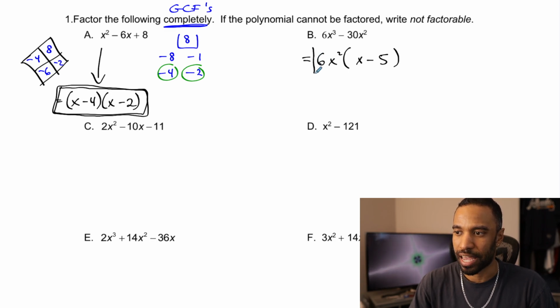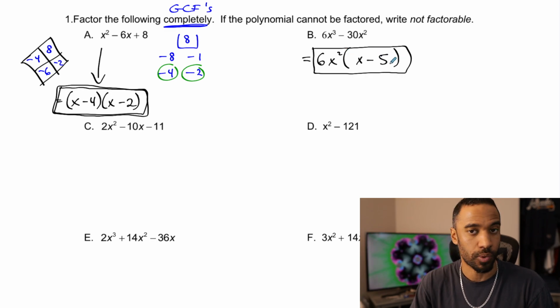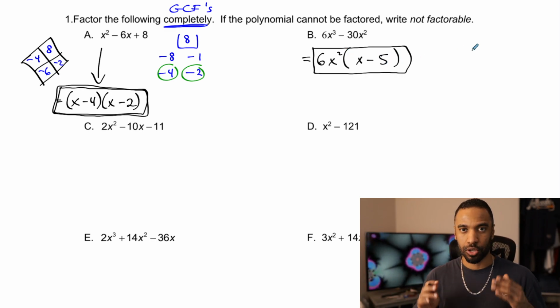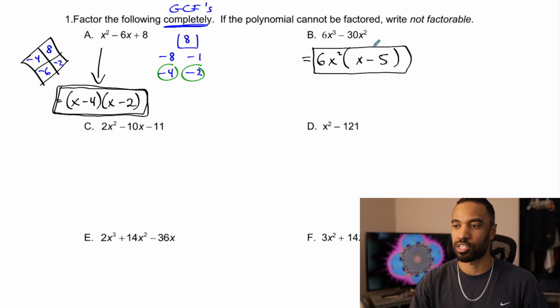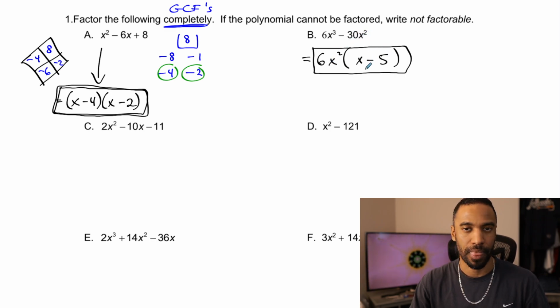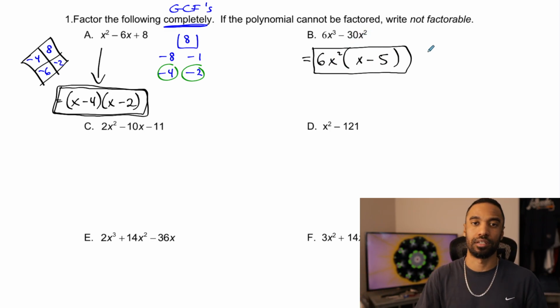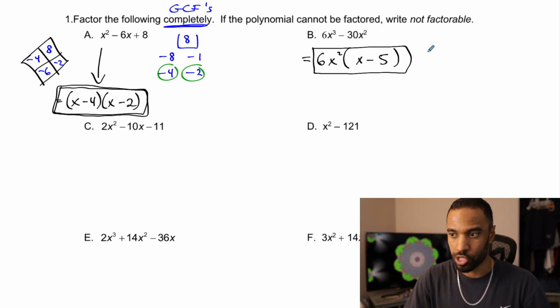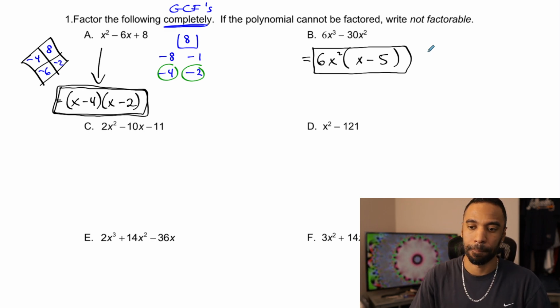I probably spoke on that kind of strangely in that answer. I want to just say I'd factor out a 6x squared, and this is what I'm left with. I'm pulling out the greatest common factor of both terms, and I'm asking what remains in here afterward. 6x squared times x is 6x cubed, and 6x squared times negative 5 is negative 30x squared. And that's it. I'm done. It's not an equation as well. You're just factoring. That's all.